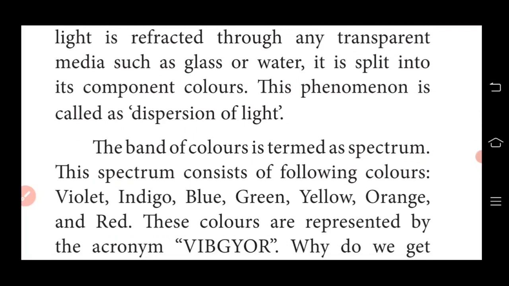So in that picture, the white light is split into 7 colors. That band of 7 colors is termed as spectrum. So this spectrum consists of the following colors: violet, indigo, blue, green, yellow, orange and red.